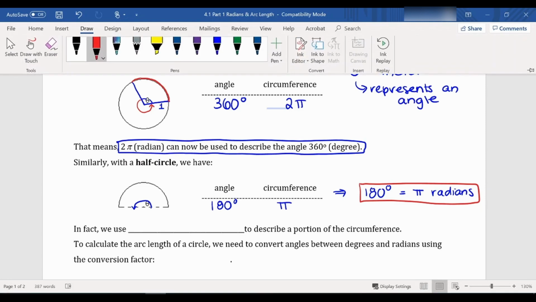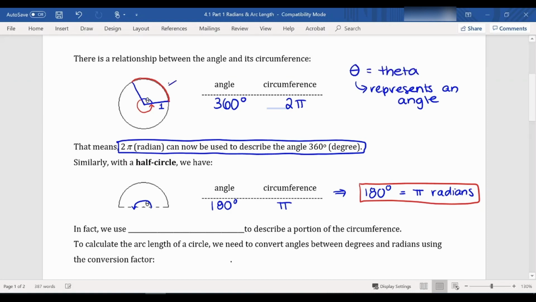So a portion of a circumference has a specific name. In this case, we had a half circle, and the circumference therefore would be around the outside of half of our circle. In the previous example there, you see that red outer portion, this portion right here, that would be called an arc length. So arc length is used to describe just a portion of the circumference.